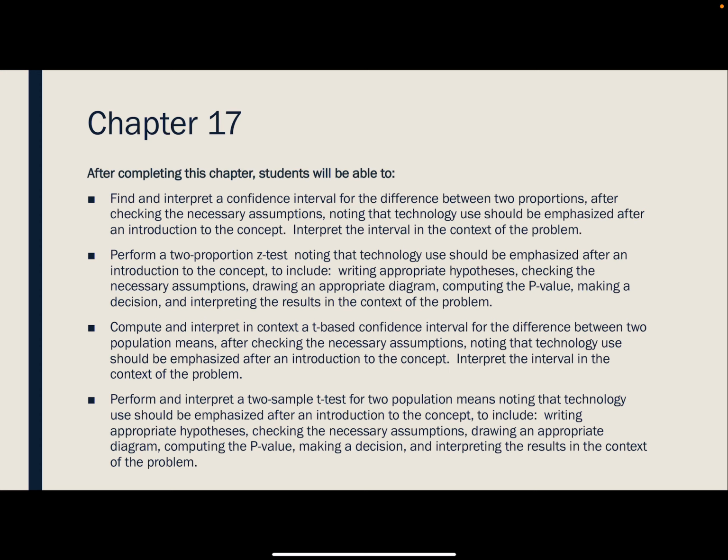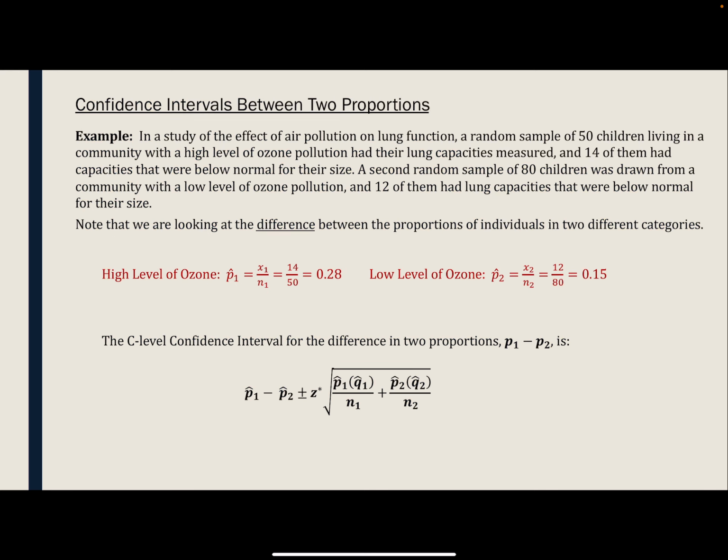Hi everyone. In the next couple of videos, we're going to be looking at Chapter 17. In Chapter 17, we're going to learn 2 new hypothesis tests and 2 new confidence intervals. For the first hypothesis test and confidence interval duo, we're going to be looking at the difference between 2 proportions. The best way to learn all of these is with an example.